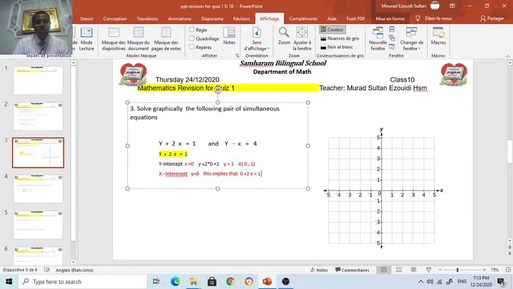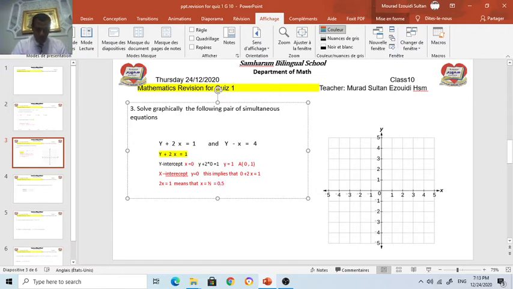So 0 plus 2x gives only 2x. So I will write 2x equals 1, which means x is equal to 1 over 2, which is equal to 0.5.